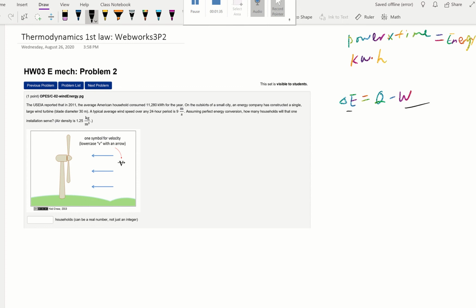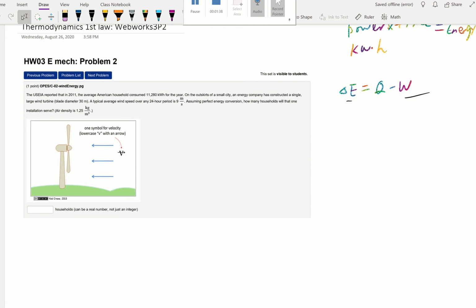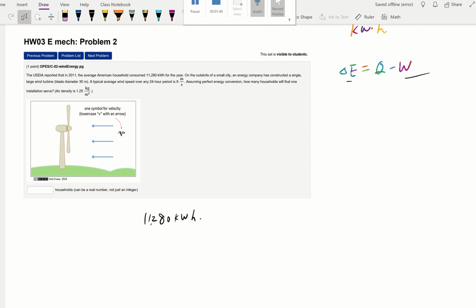So now we don't even need to use this equation here. We have the average household at 11,280 kilowatt hours, and this is one household. And for this one wind turbine, we're going to see how much energy output it's going to produce. We know it produces kinetic energy, and kinetic energy is half m v squared.